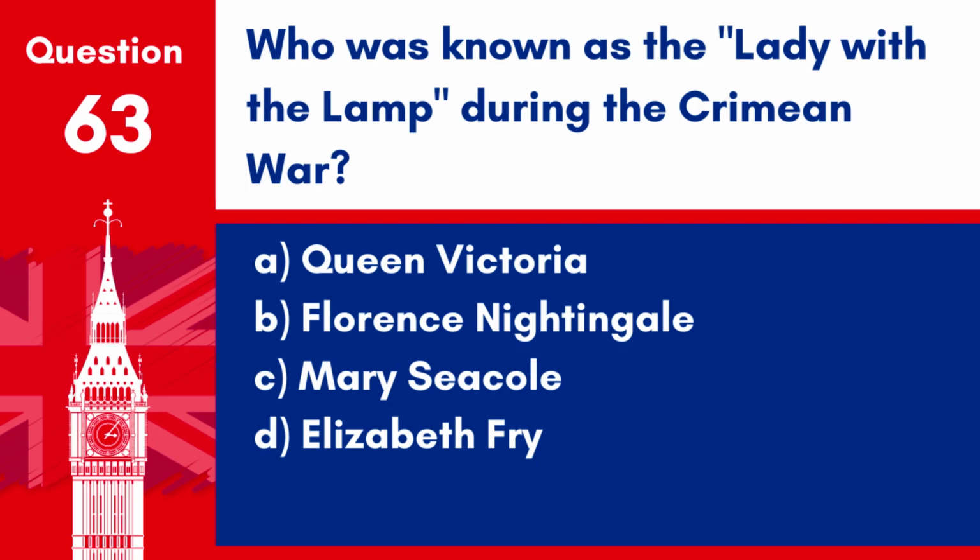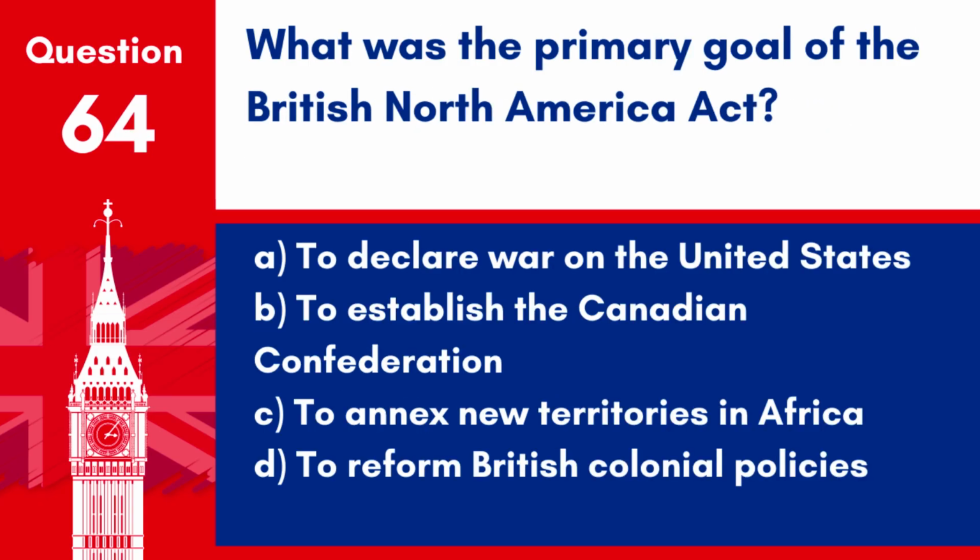Question 63. Who was known as the Lady with the Lamp during the Crimean War? A. Queen Victoria. B. Florence Nightingale. C. Mary Seacole. D. Elizabeth Fry. Answer: B. Florence Nightingale. She earned the nickname Lady with the Lamp for her nighttime rounds to aid wounded soldiers, fundamentally changing nursing practices.